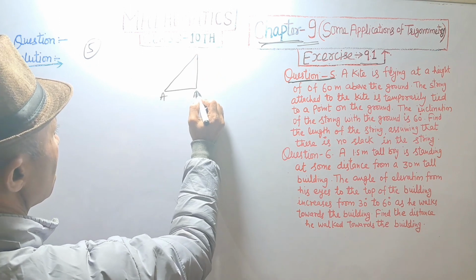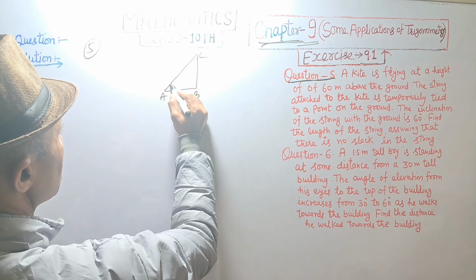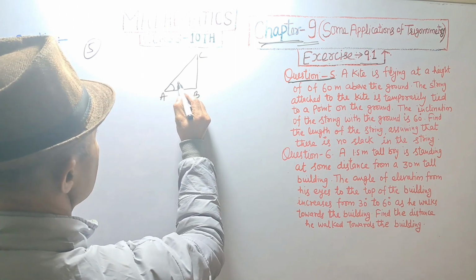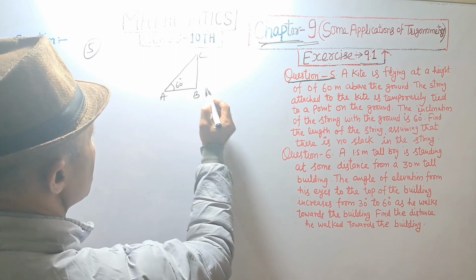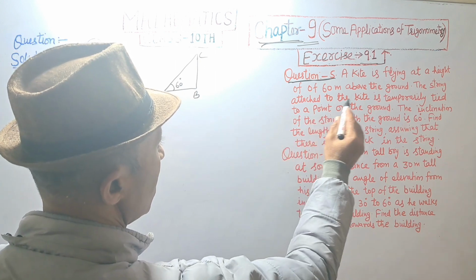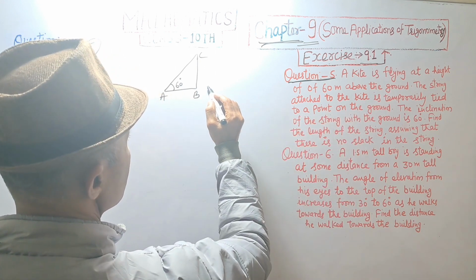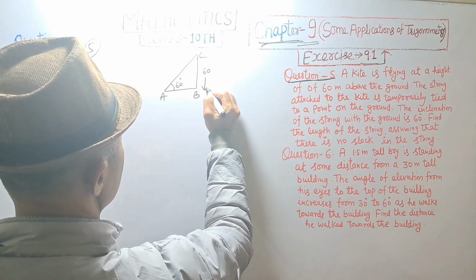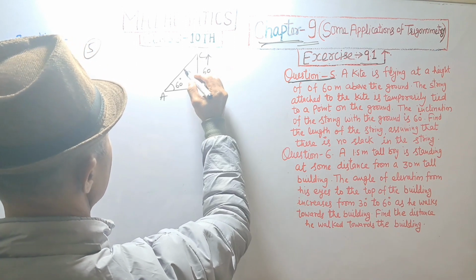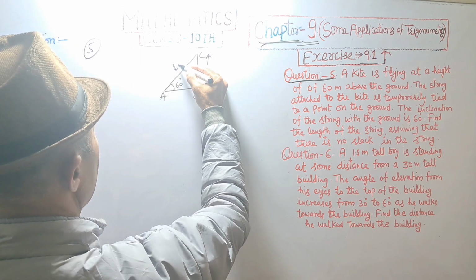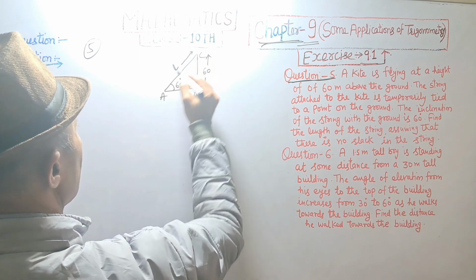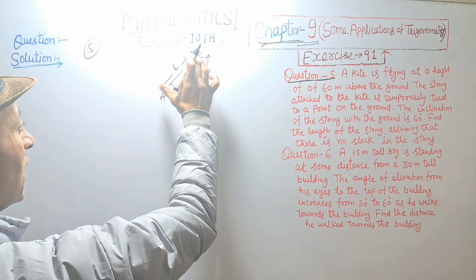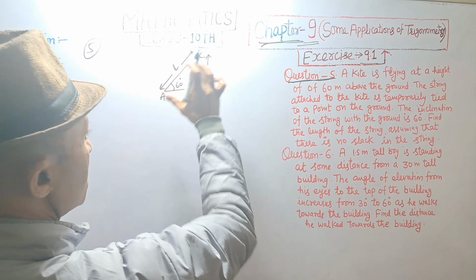Let A, B, C. Draw a triangle ABC in which angle A is 60 degrees and the height is 60 meters above the ground. CB is equal to 60 meters. We want to find the length of the string.